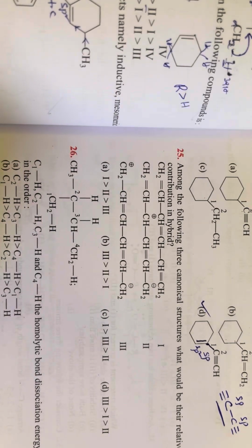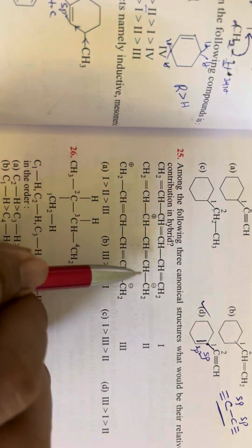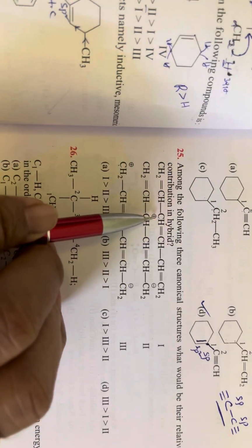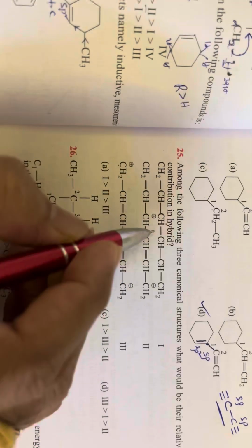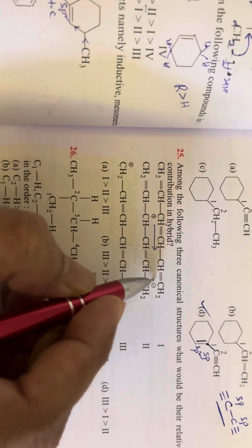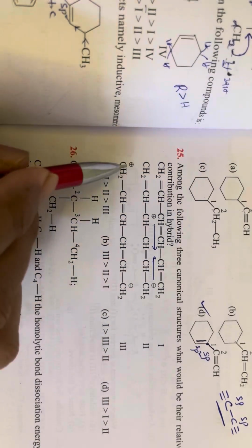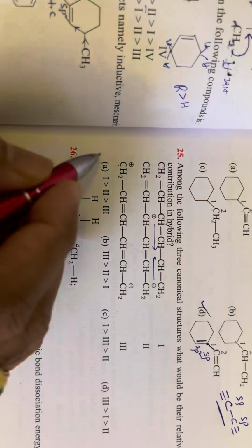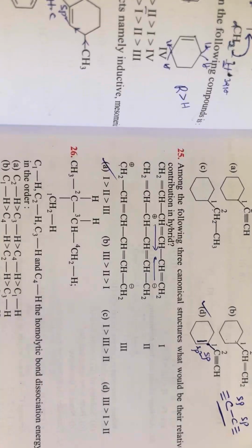When no octet is there, then between these two, which one is stable? It's very simple. When unlike charges are closer, there is more attraction between them, and this is stable. Here the attractions are lesser. Therefore, 1 is greater than 2, which is greater than 3. You can check now. 26th.